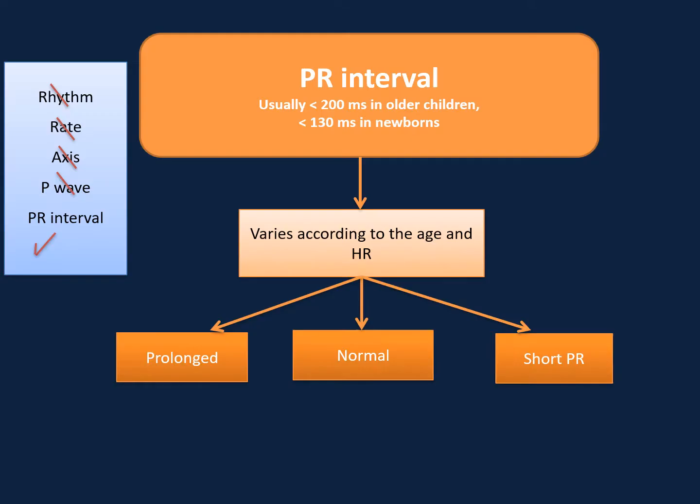enlargement. After the rhythm, rate, axis, and P wave, the next step is to measure the PR interval. PR interval is usually less than 200 milliseconds in older children and less than 130 milliseconds in newborns. Know that the PR interval varies according to the age and heart rate. So we need to check if the PR interval is prolonged, normal, or short in duration.